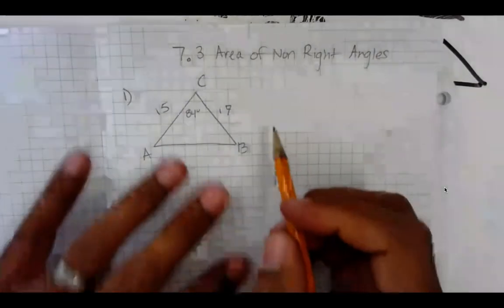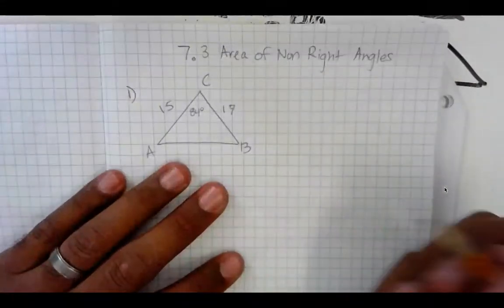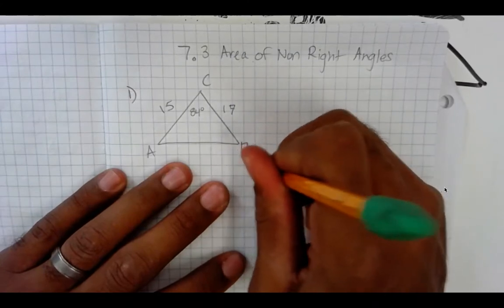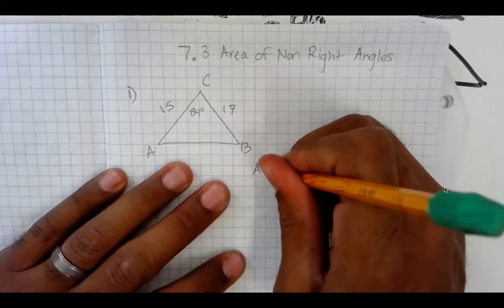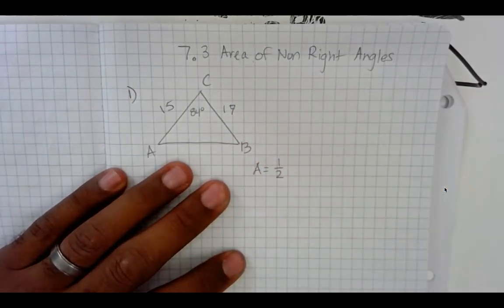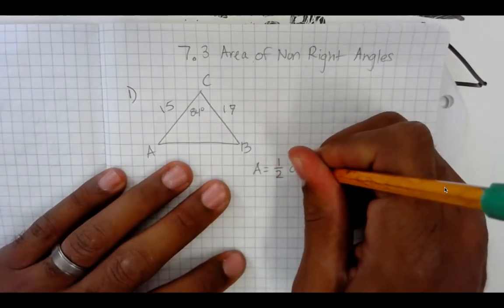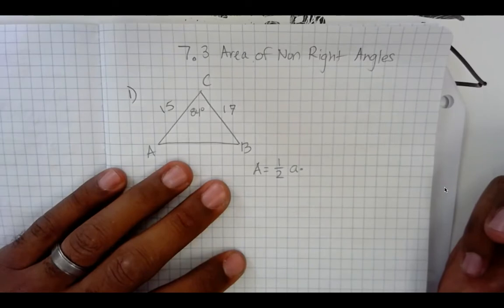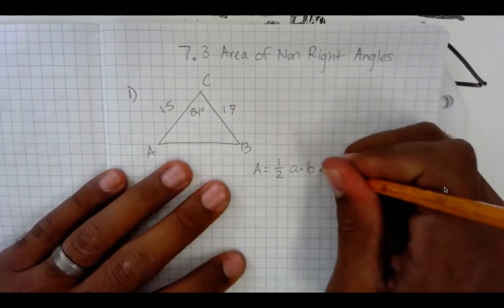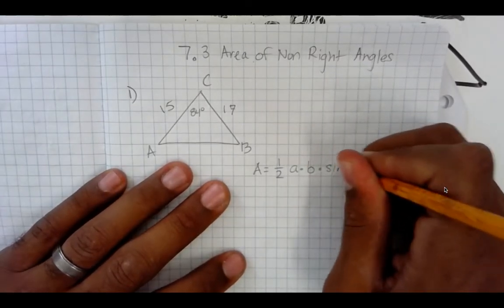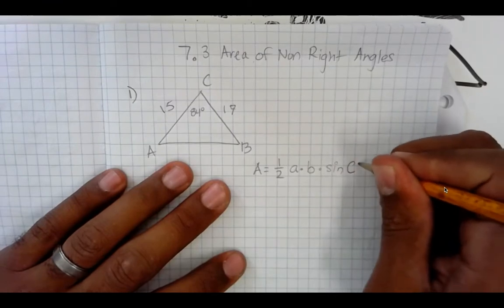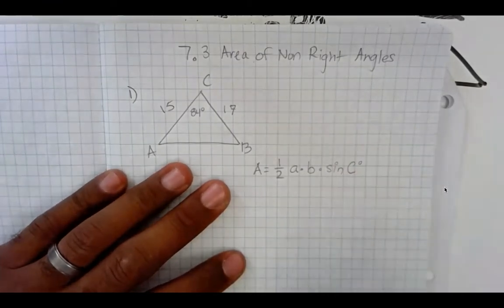All right, so the formula that we use is area equals, notice how it starts the same, it's still 1/2, except this time it's a, lowercase a, make sure you put lowercase, times b, times sine of capital C. Make sure you put a big C.